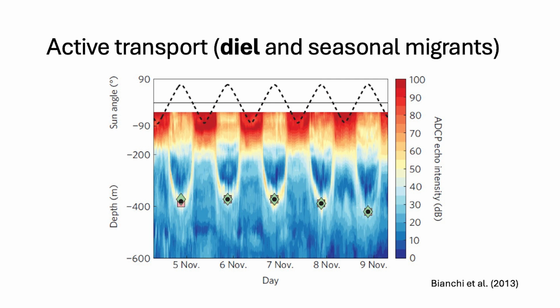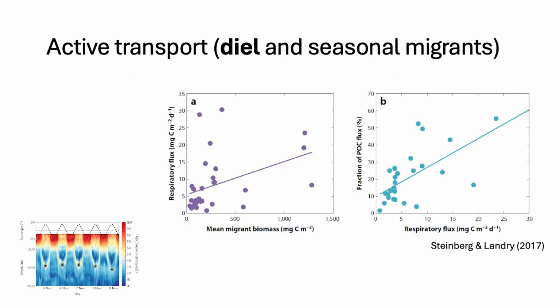And if you want to estimate active transport, you can use acoustics, or more frequently, you tow a net up here during the day, and you tow a net during the night. You look at the difference in biomass. And then you use the fact that there are pretty strong relationships between biomass, temperature, and organism size. And so you can estimate what the respiration is.